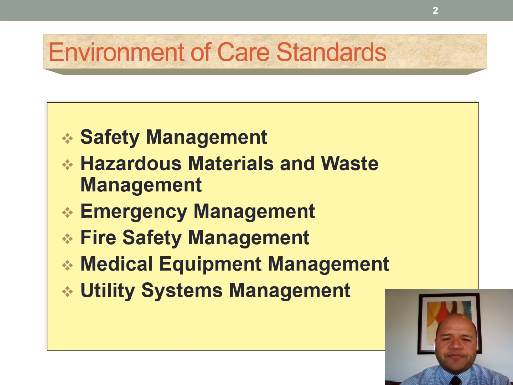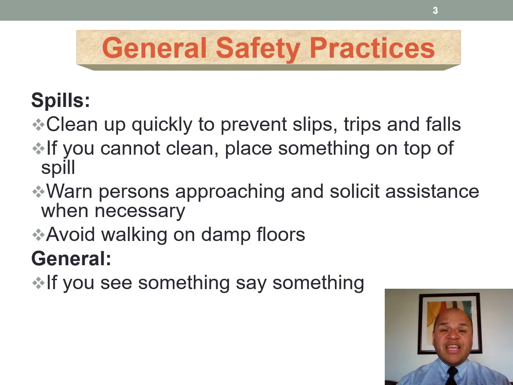And that's important. There are some very easy general safety practices that you can help us with. For example, if you are walking down the hallway and you notice a spill, that's something really easy that you can help us with. Clean it up quickly to prevent slips, trips, and falls. If you can't clean it up, place something on top of the spill, warn people that are approaching and solicit assistance, and avoid walking on wet floors. One of the biggest types of accidents that we have in the organization are slips, trips, and falls. So if you can help us with that, that would be great.